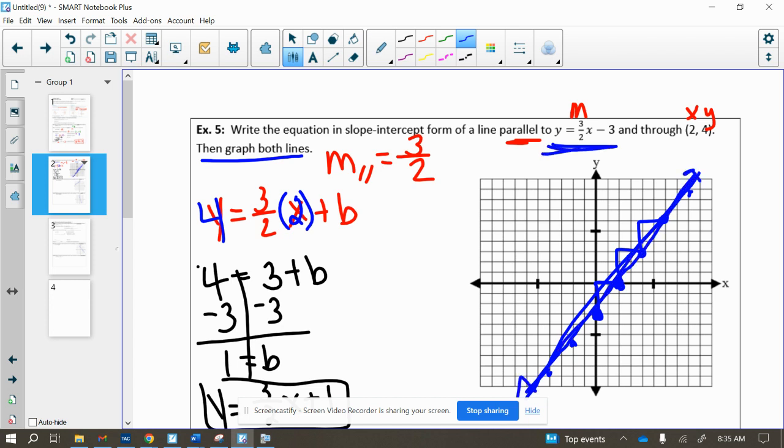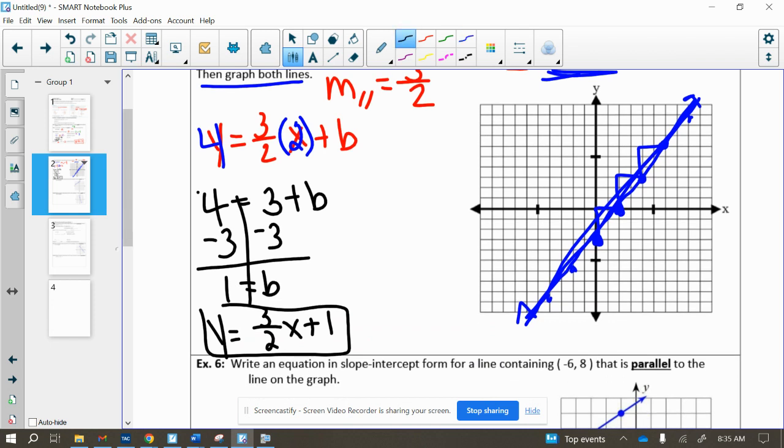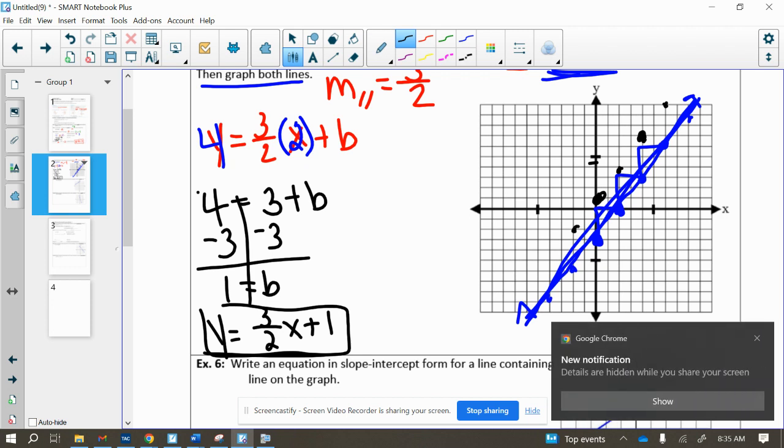From up above, we can also graph our new line. Again, we start at 1, our y-intercept, and go up 3 over 2, up 3 over 2, up 3 over 2. Notice we're going through the point 2, 4, so we see that that worked out. Then down 3 over 2, down 3 over 2, down 3 over 2.